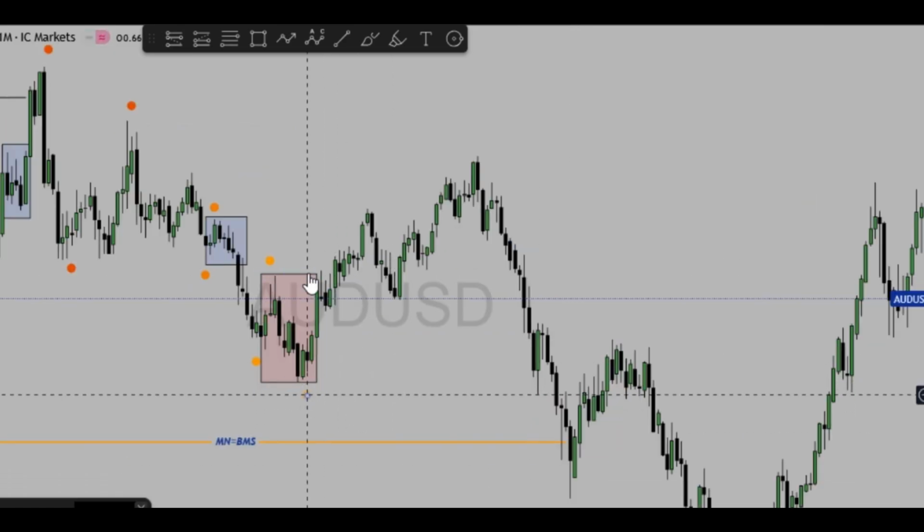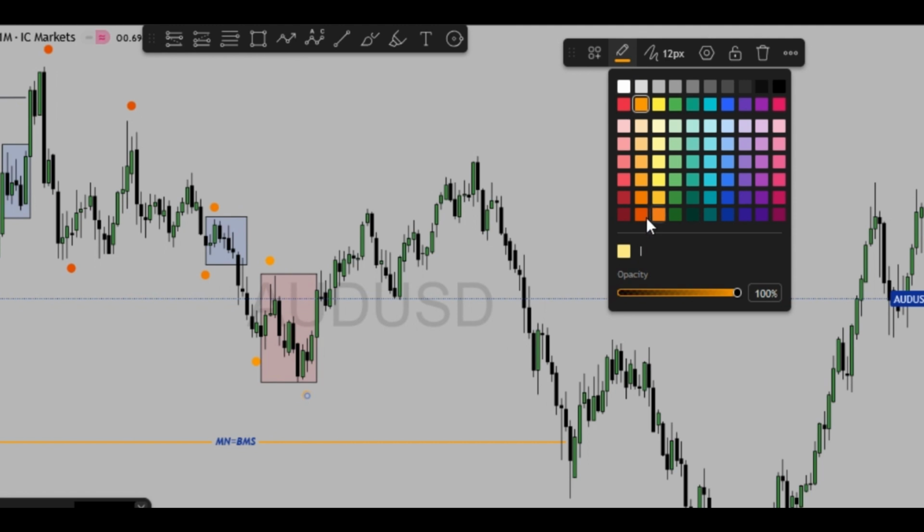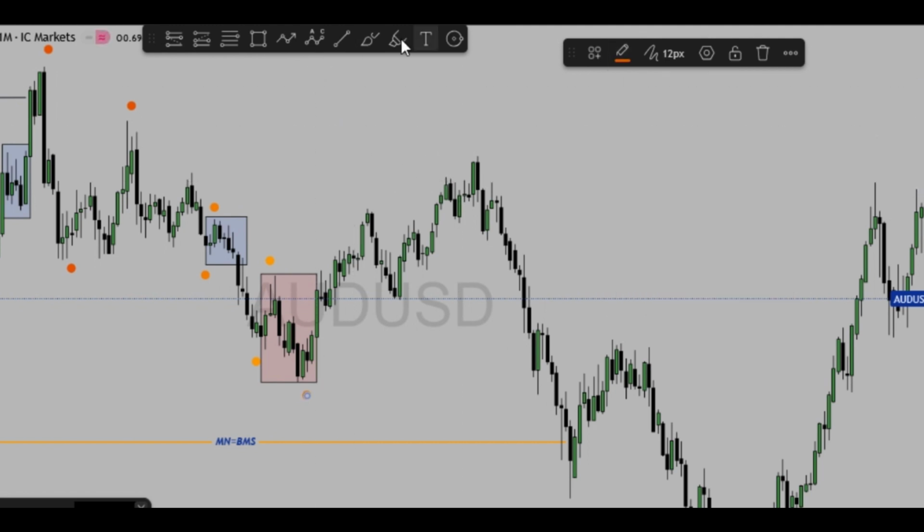Now that we've identified the range and the sub-range structure, we expect the price to pass these range structures to create an internal structure going down.